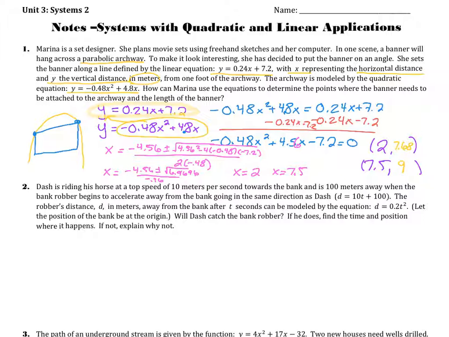Another way I could solve this is I could take these two equations, y equals 0.24x plus 7.2 and y equals negative 0.48x squared plus 4.8x, and put those in my graphing calculator, just like we did with quadratics. In my calculator, it'll look something like this. It'll be a line intersecting a parabola, and I can find those 2 points of intersection. Whether you do number 2 by hand or in your graphing calculator, I would like you to try number 2. When you are done, play the video and check your answer.